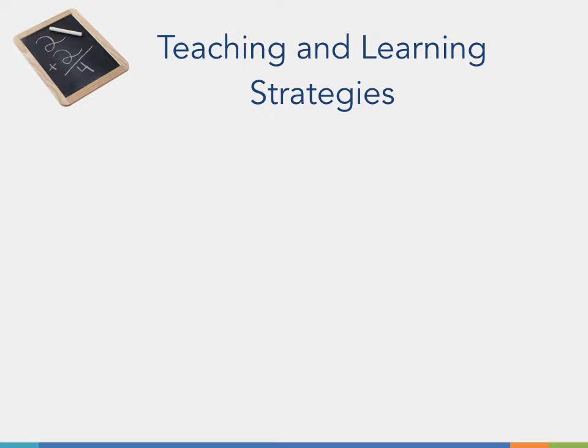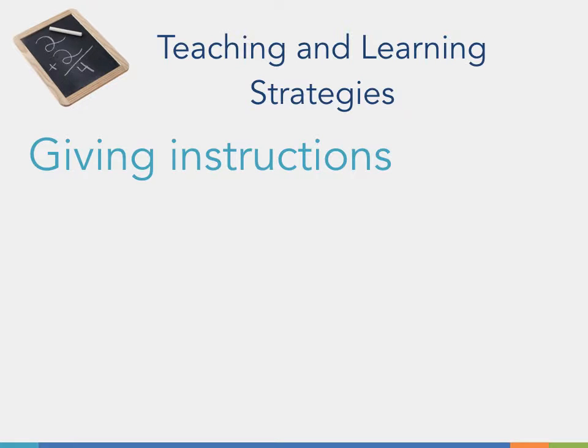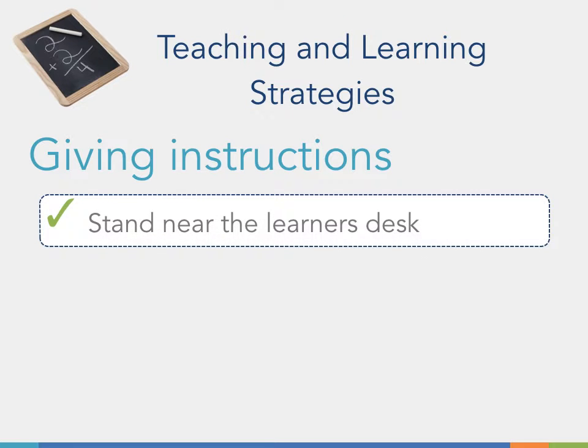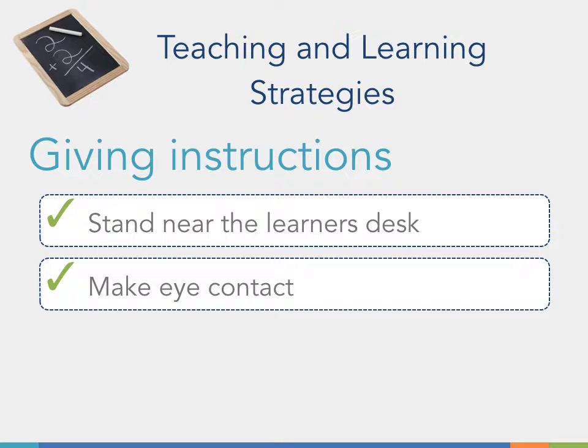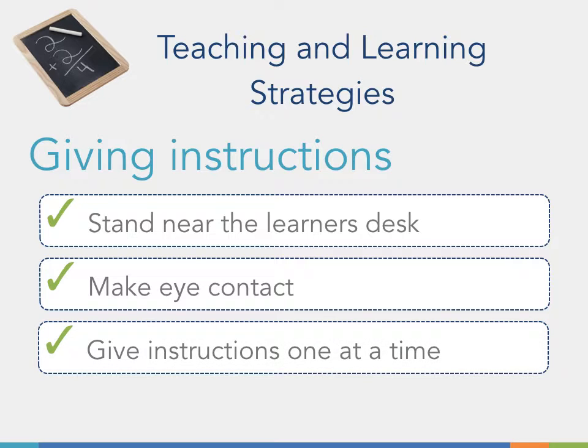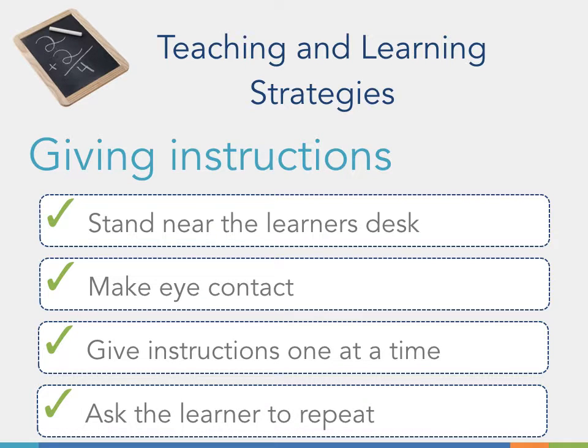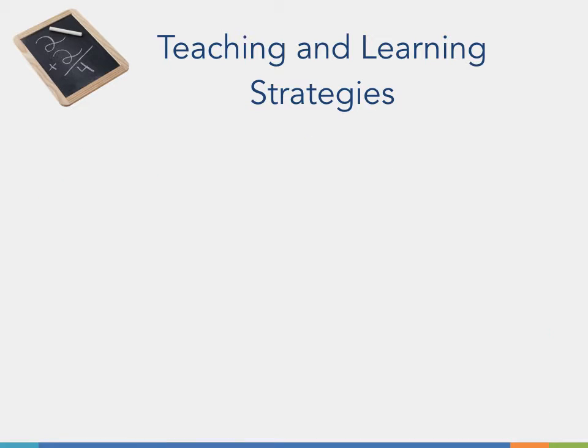Now let's look at the second element, teaching and learning strategies. So there are a few things you can do, such as when giving instructions, try and stand near the learner's desk. This will ensure that you get their attention. Make eye contact to ensure that they're focusing on what you are saying. Ensure that you give one instruction at a time. They could possibly write it down, or maybe they have a cue such as nodding their head that they have understood what you have said. And then always try and get the learner to repeat their instructions so that you know that they actually understand what needs to be done.